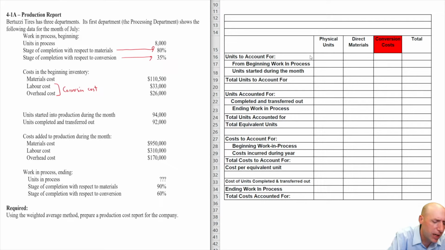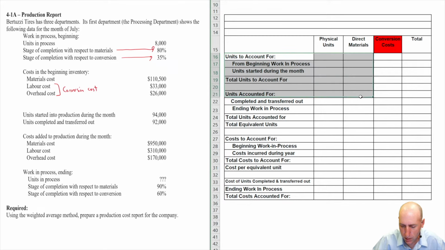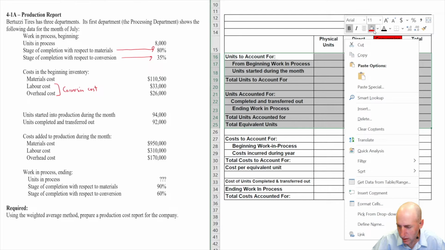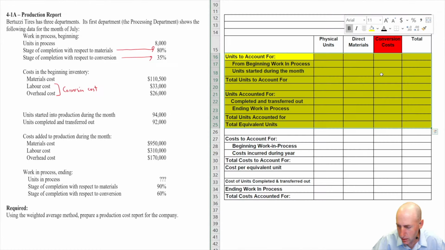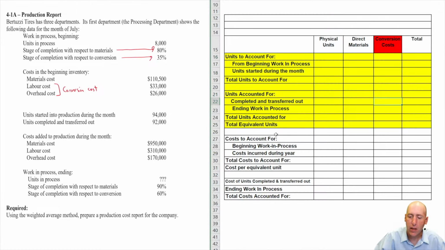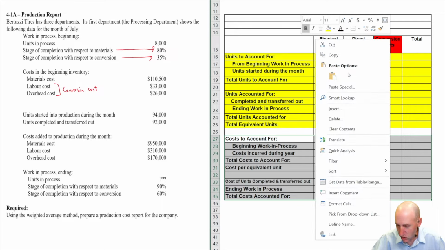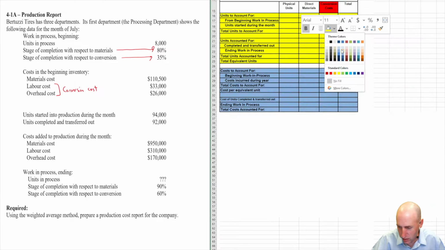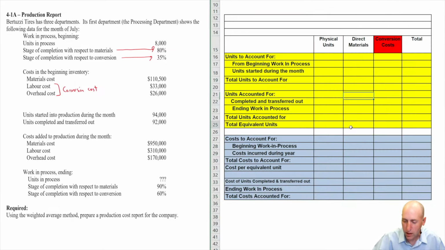So it says WIP beginning, units in process, 8,000. As we're filling in our table over here, I really want you to pay attention to this. The top half, maybe I'll make this yellow or something. Let's see how this does. The top half is all about units. We're not going to see a single dollar sign here. The bottom half is all about dollar signs. It's not about units at all. So the section that's blue there is all about money. The section that's yellow is all about units.